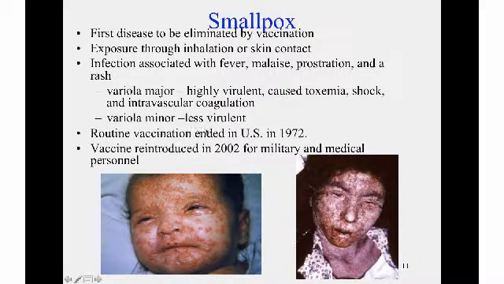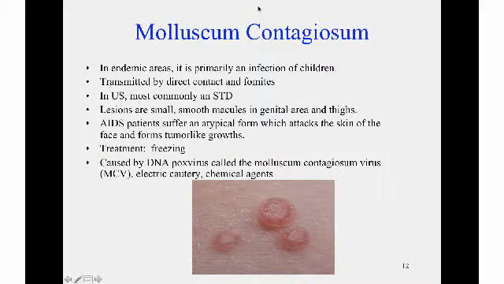Routine vaccination ended in the U.S. in 1972, and the vaccine was indeed reintroduced in 2002 for military and medical personnel, and usually after they receive the vaccine, some have this nasty side effect that's referred to as the Jennerian vesicle. So this is kind of an allergic reaction to that vaccine.